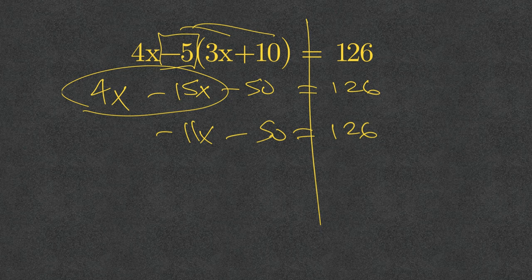Guys, with these equations, before you get to a solving step per se, we want to make sure that each side of this equation is as simple as it's going to get before we start moving junk back and forth across this equal sign. Okay? The left side is now as simple as it's going to get. Now, third step. Do we need to add or subtract anything? Add 50. So negative 11x now equals 176.